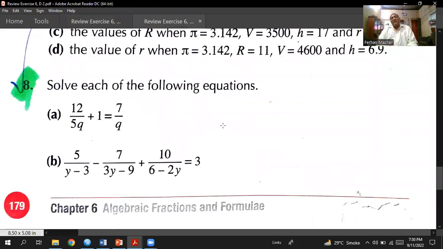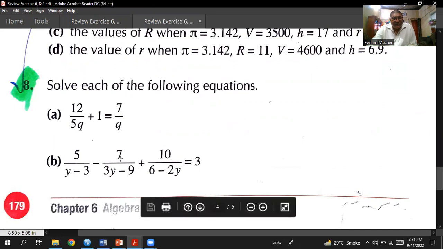Okay, so we are on the next question. The next question is question number 8, B part. Here we have 3 fractions equal to 3. So you have 5 divided by y minus 3, here you have 7 divided by 3y minus 9, here you have plus 10 divided by 6 minus 2y equals 3.